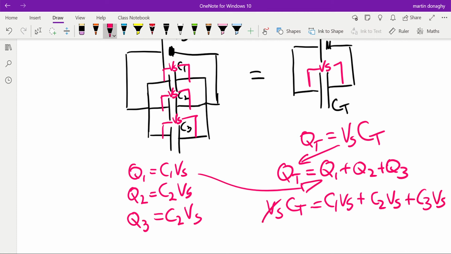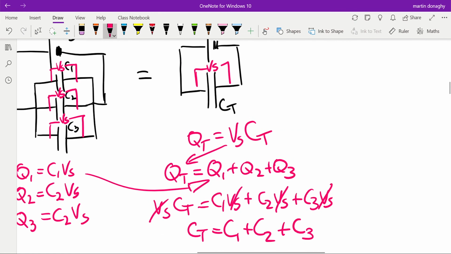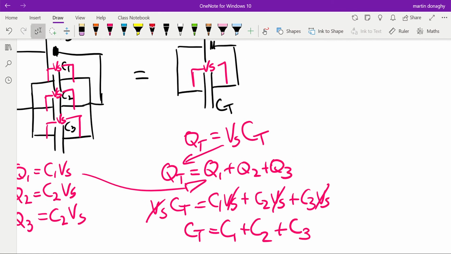We can divide each of those by Vs and we end up with the outcome here, which is really the important thing, you will need to know how to use this. But in parallel, we add the capacitances of the separate capacitors. So if you notice, we do the opposite thing that we would do with resistors.